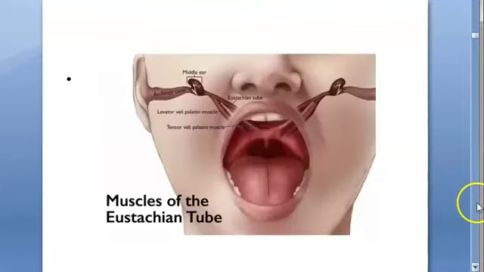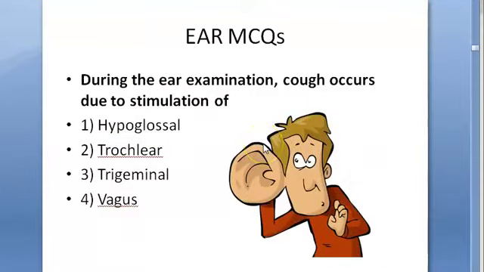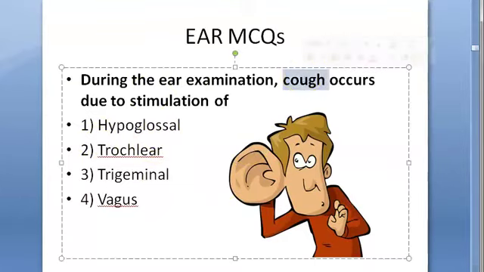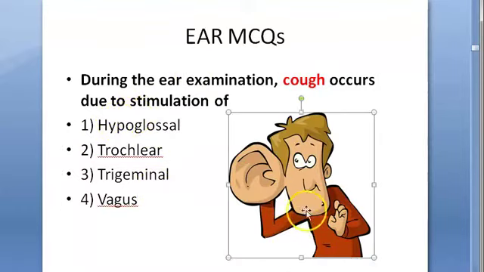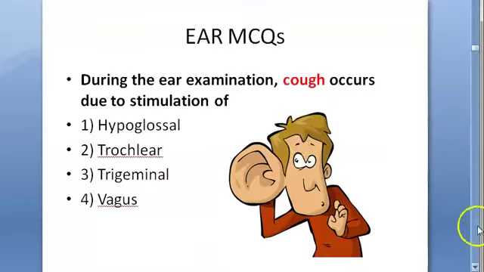Now let's move on. During the examination of the ear, cough occurs due to stimulation of. So when you are examining the ear, the cough occurs. Why does it occur, guys? Cough. So why does this cough occur? What do you think the answer is? The answer is D, vagus nerve. Okay. Shall we move on to the next question? Okay.